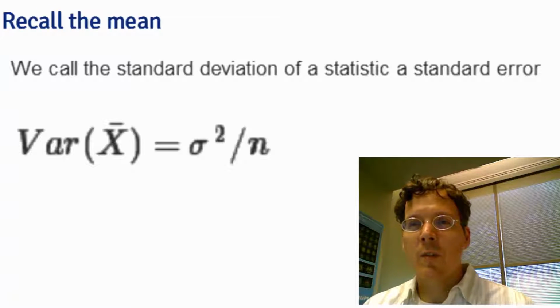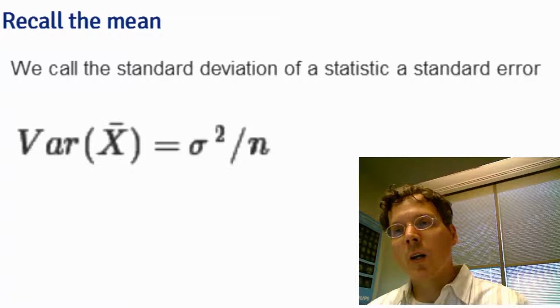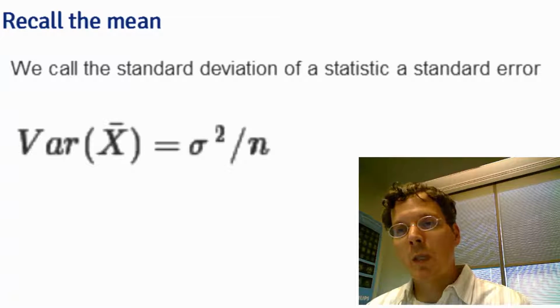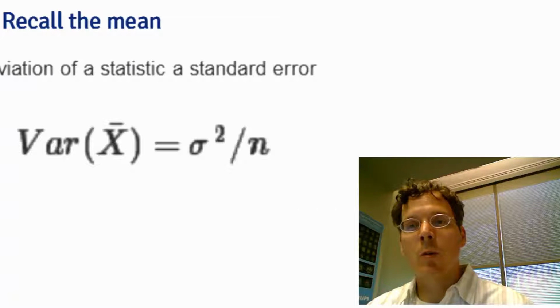We call the standard deviation of the distribution of a statistic a standard error. So we talk about the standard error of a mean to imply a number that represents variability of means. And the standard error of a regression coefficient talks about the variability in regression coefficients.